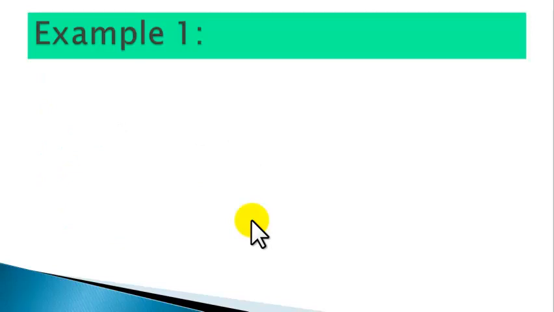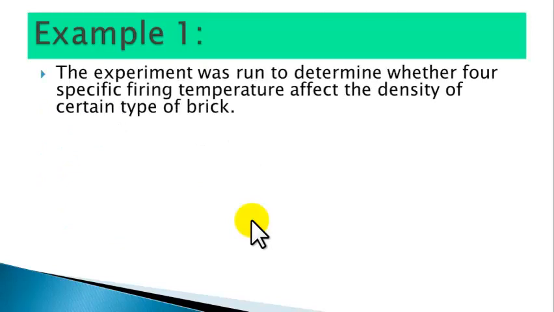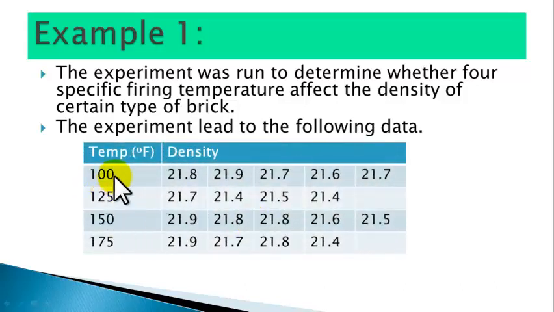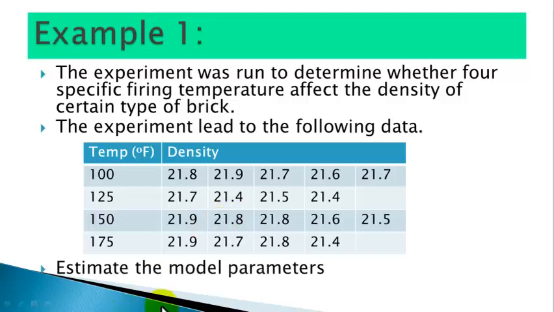Example 1. The experiment was run to determine whether four specific firing temperatures affect the density of a certain type of bricks. The experiment led to the following data. Temperature in degrees Fahrenheit, we have 100, 125, 150 and 175. These are the treatments, while the observations are the density. Estimate the model parameters.